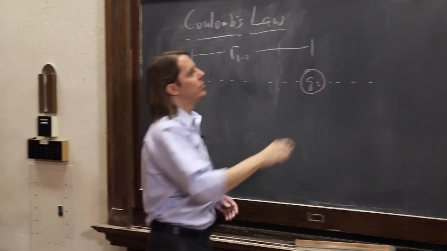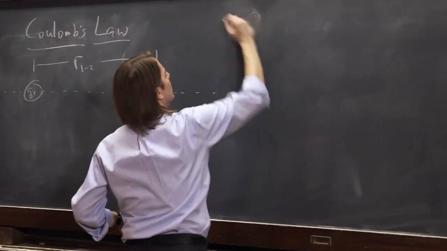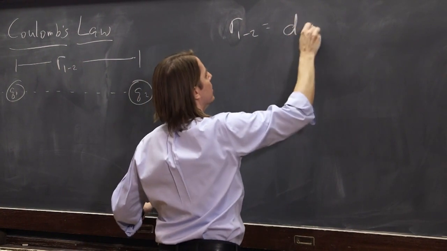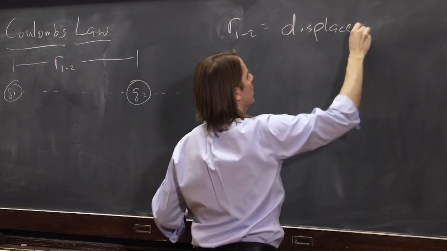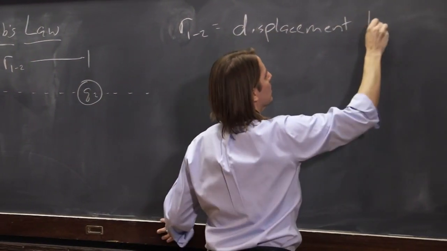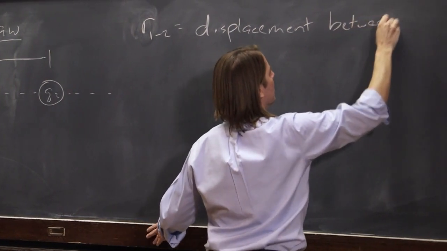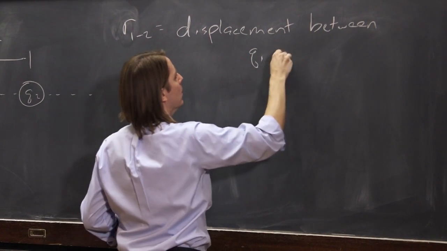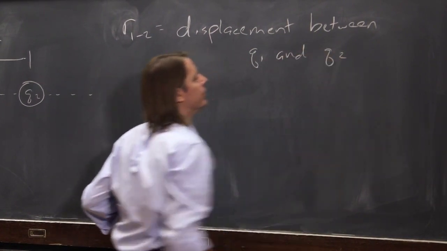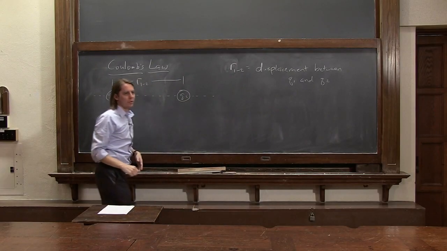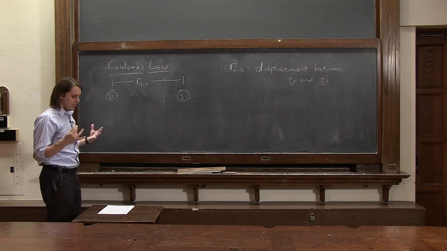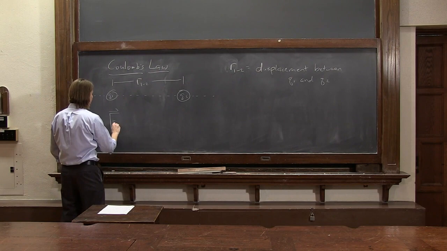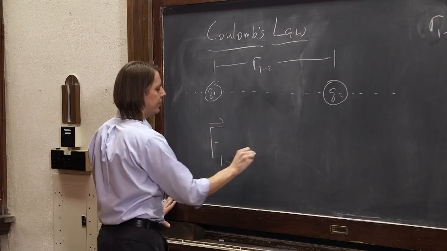So R12 is the displacement between charge 1 and charge 2. The displacement if you go from 1 to 2. So the actual force that we want to calculate with Coulomb's law is F12.